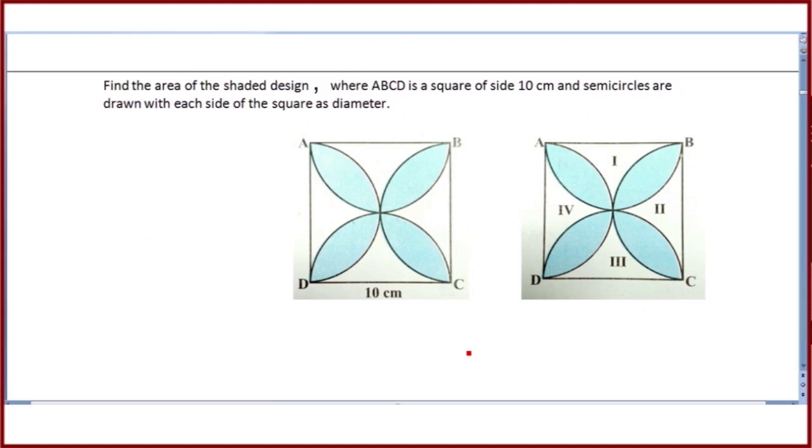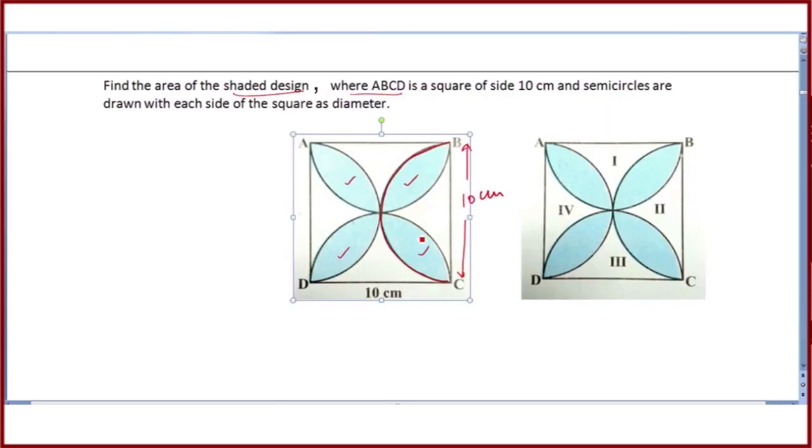Find the area of the shaded design where ABCD is square of side 10 centimeter and semicircles are drawn with each side of the square as diameter. So, this is a semicircle, okay. This is a semicircle and I need to calculate these areas, right.